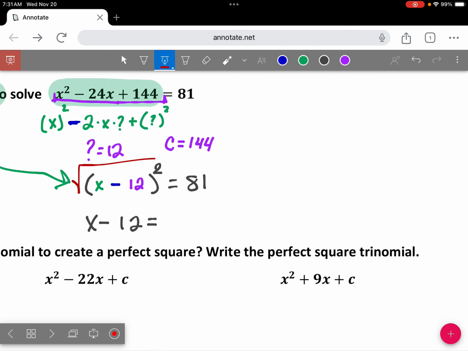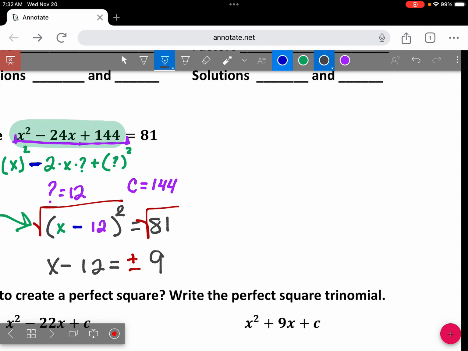Because when I square root both sides of an equation, I have to include my plus or minus, as I have more than one option. Negative 9 when squared still gives me 81. So since I have two options and everything is tidy whole numbers, we need to split it. We're going to have our x minus 12 that could equal positive 9, or we could have our x minus 12 that equals negative 9.